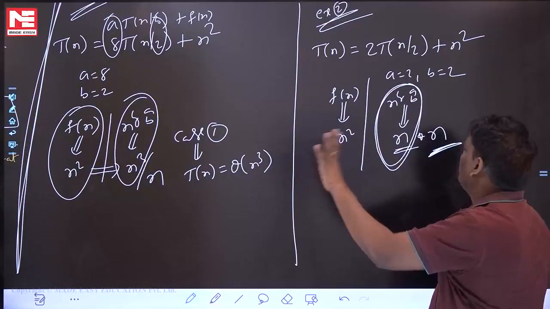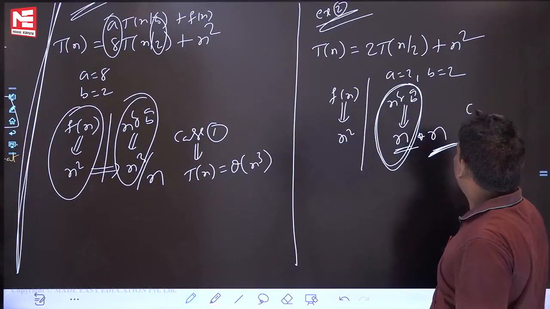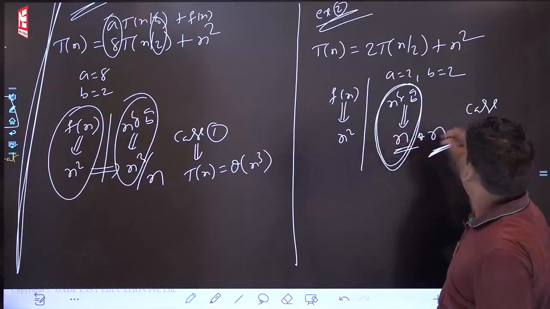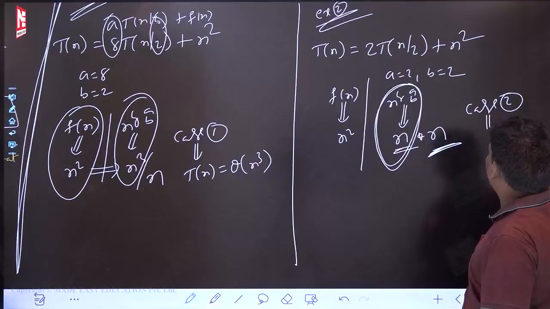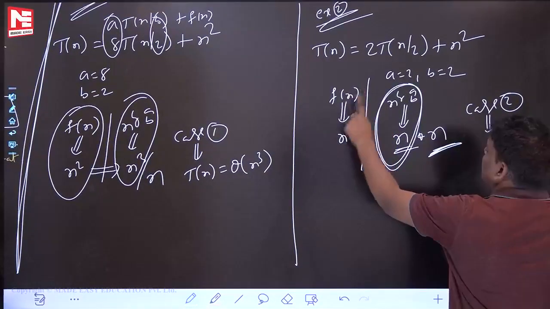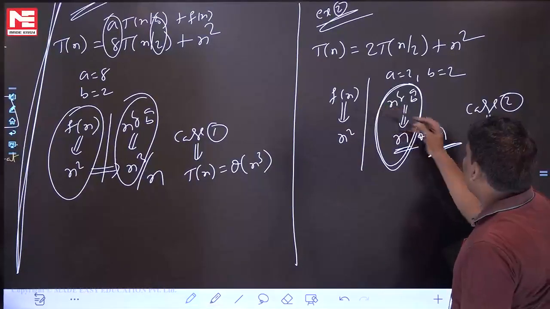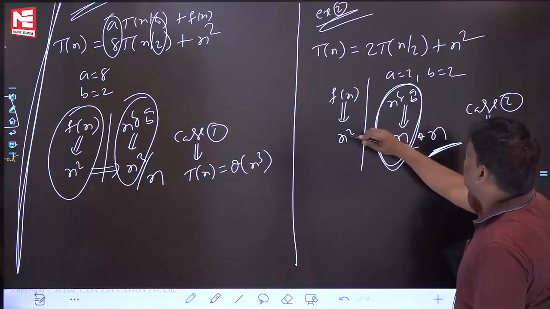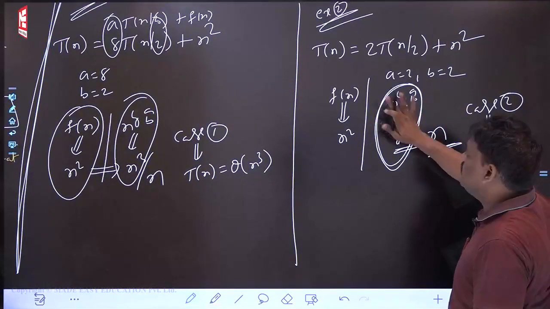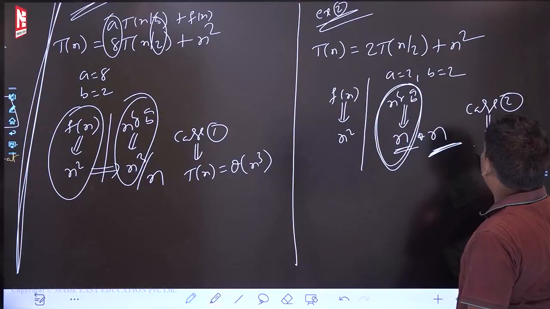So case 2 of the master theorem. Then what is the answer? The previous one is case 1, this is case 2 of the master theorem. In case 2 of the master theorem, what is the answer? Whoever is bigger is the answer. Who is bigger? After multiplying by n, both are equal. Means he is smaller, means he is bigger. Whoever is bigger, that will be the answer.